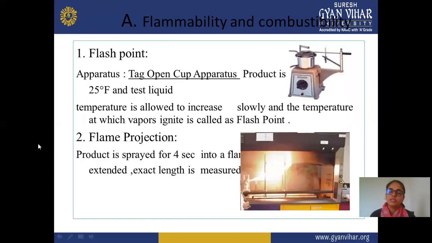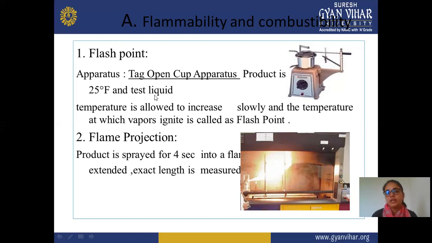In this, flame and combustibility, the first test is the flash test. In this flash test, there is one test apparatus required. In the apparatus, the tag open cup apparatus is present.